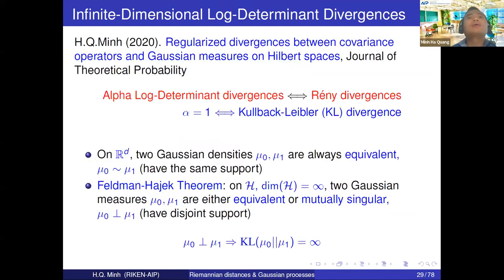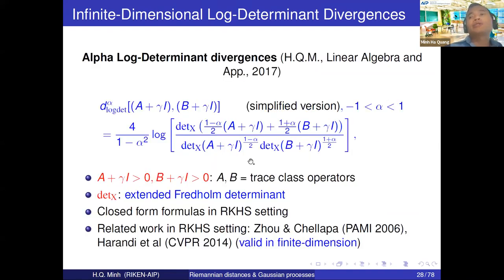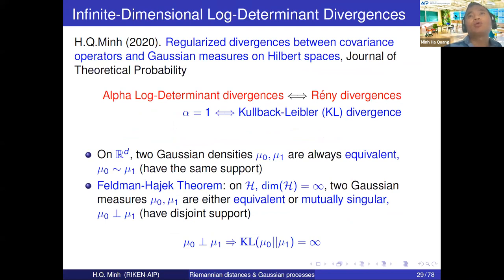We can show how it's actually related to the Renyi divergence and the Kullback-Leibler divergence, the exact Renyi divergence and the Kullback-Leibler divergence of the Gaussian measures on the Hilbert space. On R^d, two Gaussian densities are always equivalent, so they have the same support. If the dimension is infinite, on a Hilbert space, two Gaussian measures are either equivalent or mutually singular, so they have disjoint supports. This is the famous Feldman-Hajek theorem. And if they have disjoint support, then the KL divergence is equal to infinity.